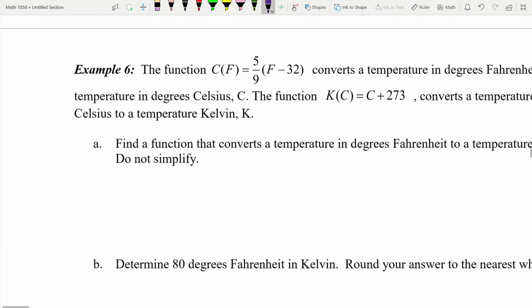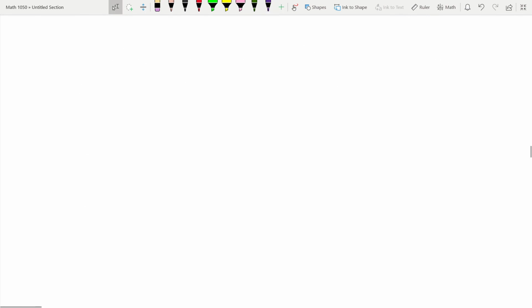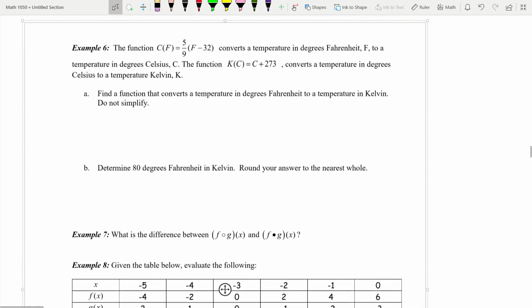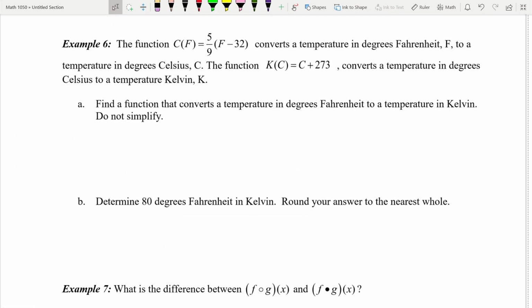Okay? All right, question 6. We've got a word problem. Here's a function. This one's kind of tough. C of f equals 5/9 f minus 32 converts Fahrenheit into Celsius. This function converts Celsius into kelvins. Find a function that converts Fahrenheit into Kelvin.